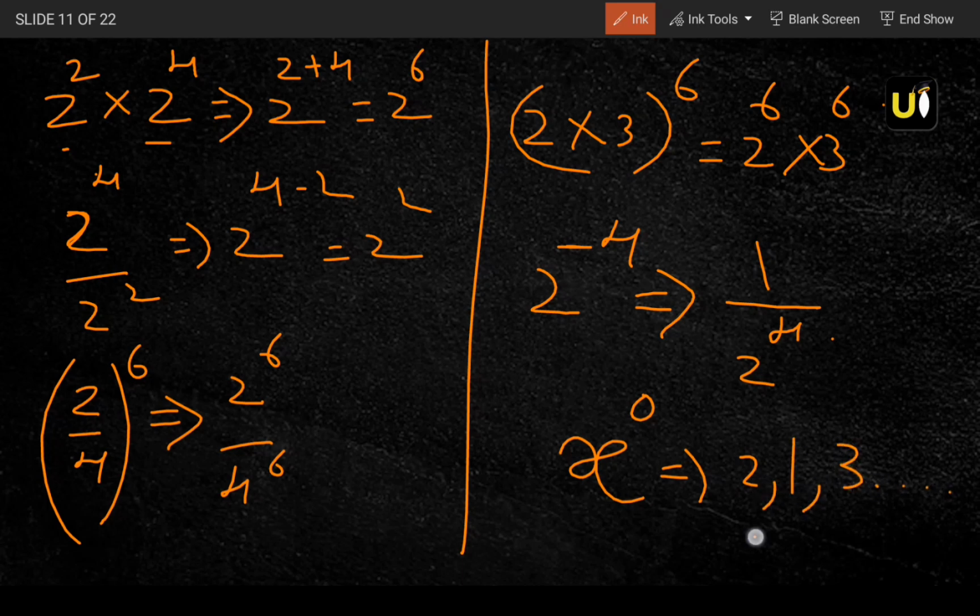X can be anything except 0. The value will be equal to 1. Okay, this is how you have to use the basic laws of exponents to solve a problem. You are not simply asked to determine 2 square into 2 power 4. Nobody is going to ask you that basic thing. You must be able to apply all these formulas, all these concepts whenever required.